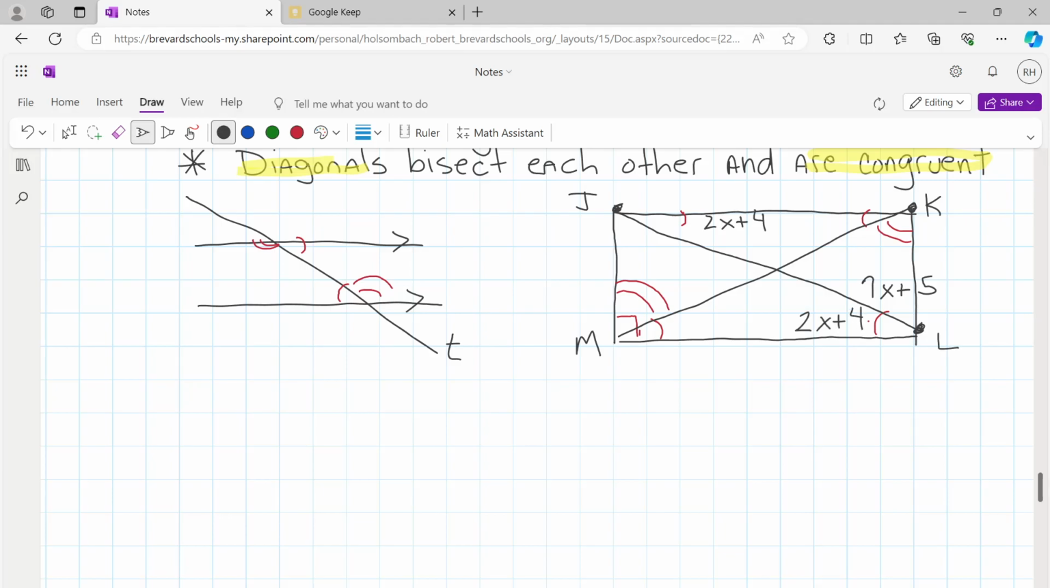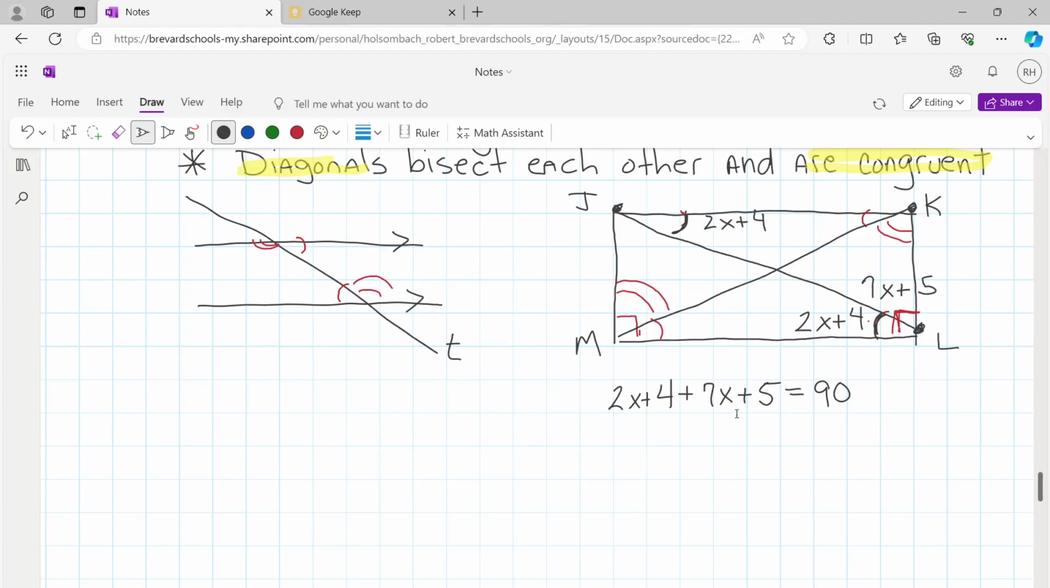Because what we're trying to do here is solve for x. All right? So the 2x plus 4 and the 7x plus 5, they're not equal to each other. They're not alternate interior angles. But this 2x plus 4 up here is the same as this 2x plus 4. And now, don't these two angles down here at angle L sum to 90 degrees? This angle in this rectangle is also 90 degrees. All four angles are 90 degrees. So your setup is going to be that 2x plus 4 plus the 7x plus 5 is equal to 90.